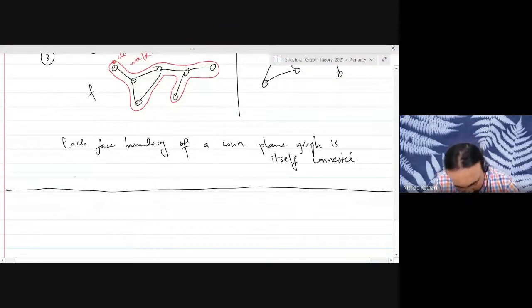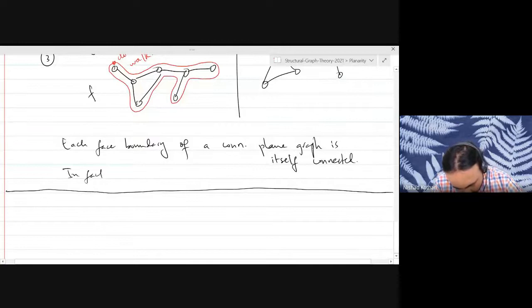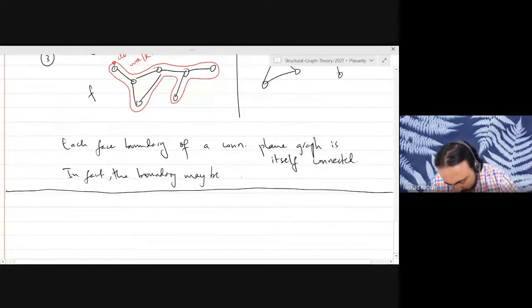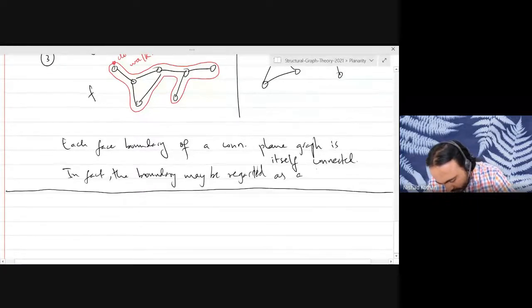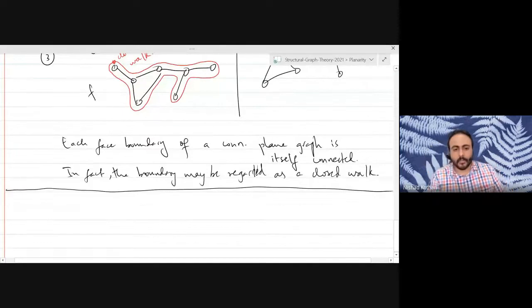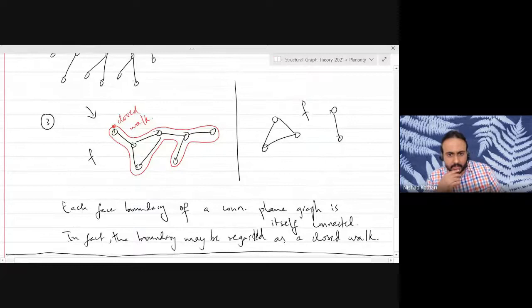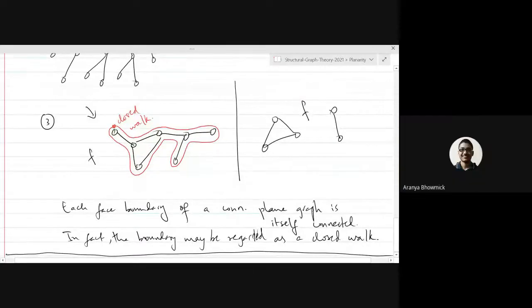In fact, the boundary may be regarded as a closed walk. But it doesn't have to be a cycle, as you can see in this example, we get a closed walk.